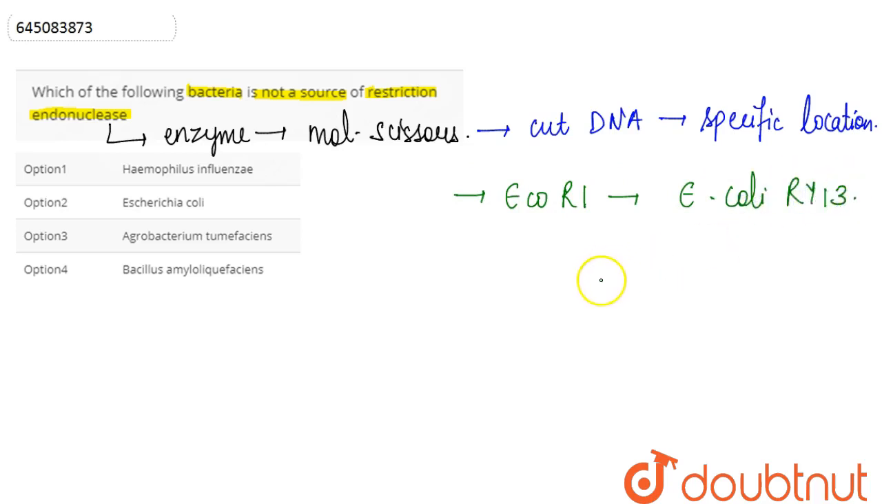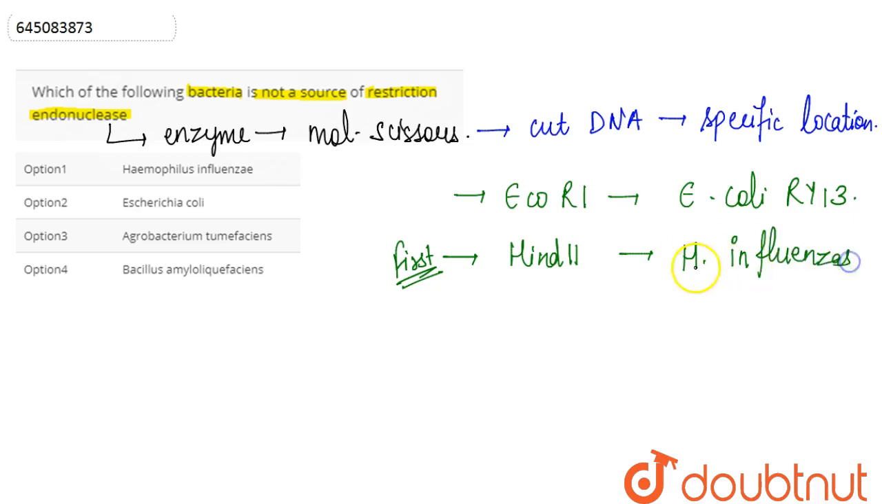The first restriction enzyme was HindII. This was the first one, and it was isolated from the bacterium Haemophilus influenzae. So this first enzyme is isolated from Haemophilus influenzae. Apart from this, the restriction enzyme BamHI has been isolated from Bacillus amyloliquefaciens.